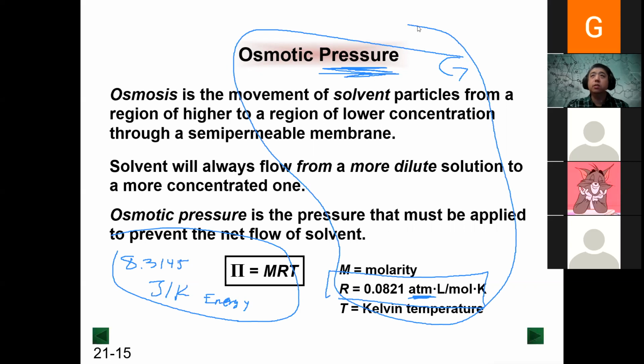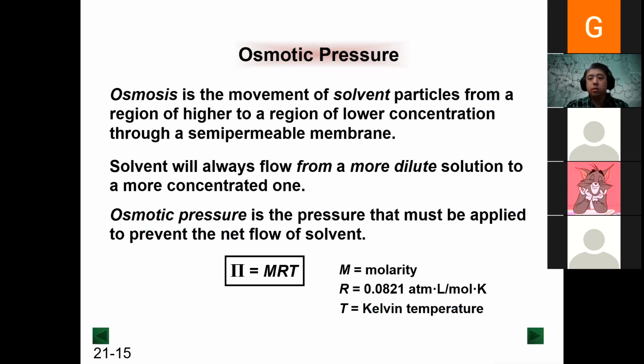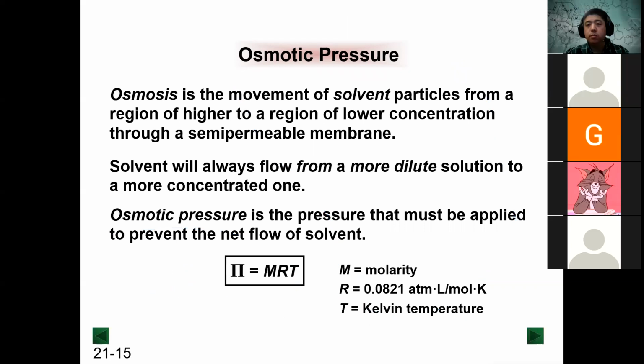Go ahead, George. So for where it has the atm L per mole per Kelvin, how would that be said? That would just be atmospheric pressure per liter, or atmospheric pressure per liter per mole per Kelvin. So let me explain why these units are here. If you look at this equation, this is my osmotic pressure, right? This value is some kind of pressure.